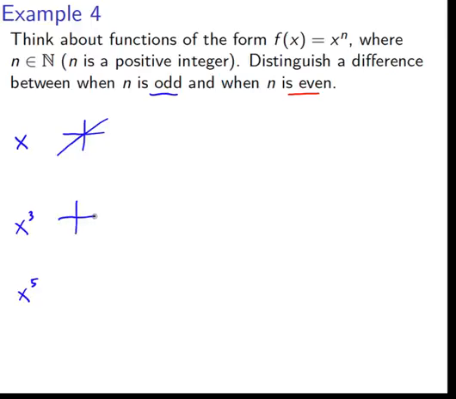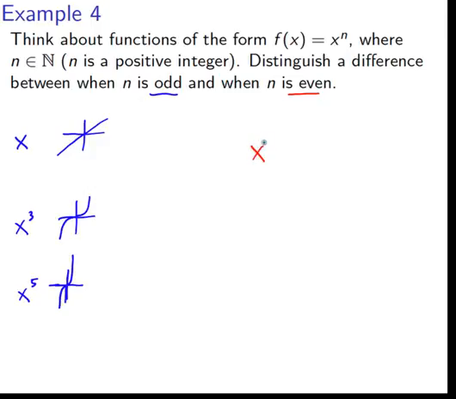X cubed, it blows out pretty quickly. X to the fifth, it blows out even faster, right? By the time it makes it to 2, it's at 2, 4, 8, 16, 32 height. So by the time x to the fifth has an input of 2, it's getting an output of 32. So it blows out really fast. Really fast. Let's compare some even ones.